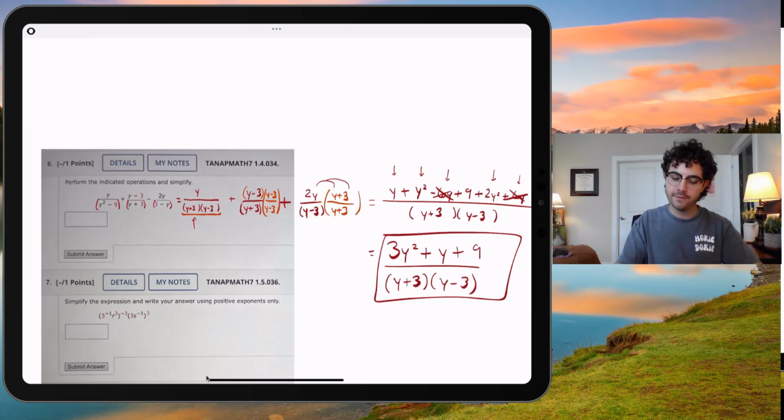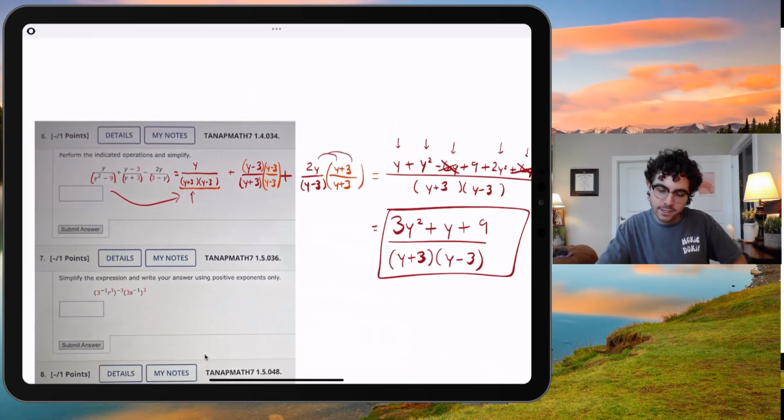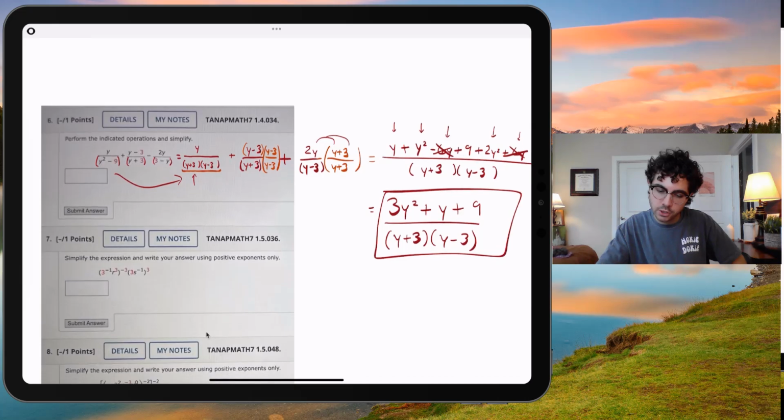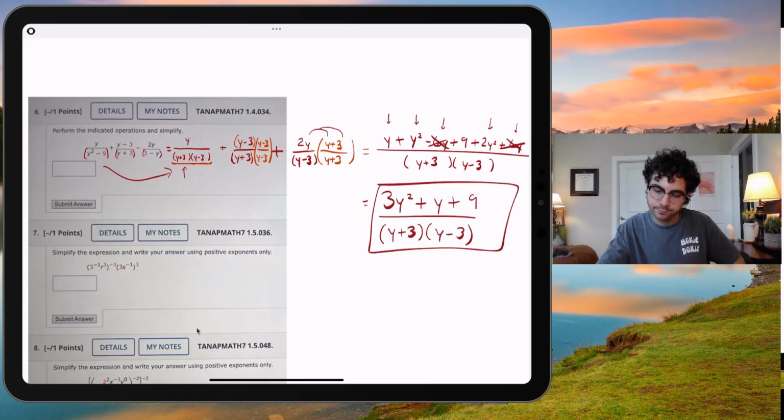So we found a common denominator with the help of factoring and multiplied what we needed to those fractions to make sure we had a common denominator, and added everything together, distributed, combined like terms, cross things out. Yeah, that was number 6.